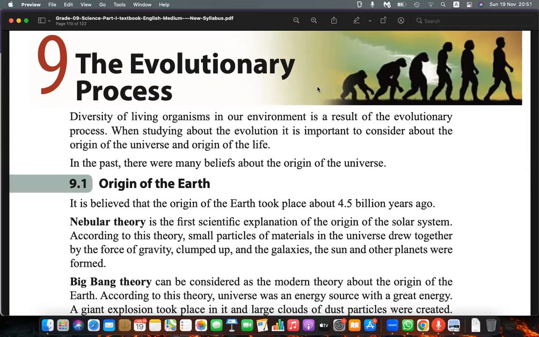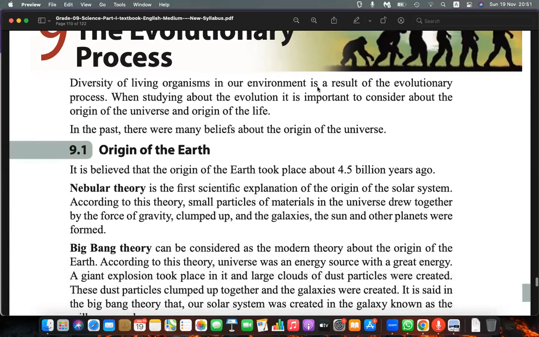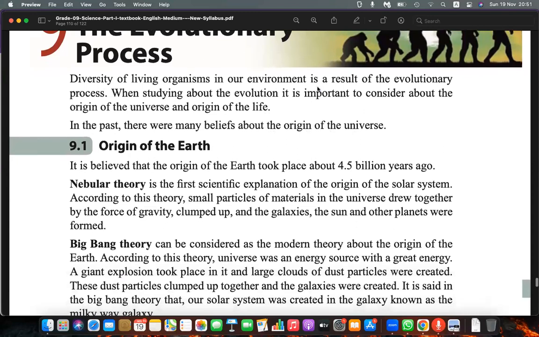Number 9 is about the evolutionary process, how the Earth originated, and how we are here. So how did it happen? These are basically some of the philosophers' ideas, and some are still a bit arguable, but let's see how it was explained, how we believe, and what the modern explanation is, the one that has more acceptance.